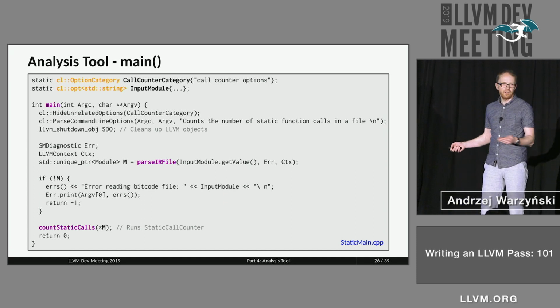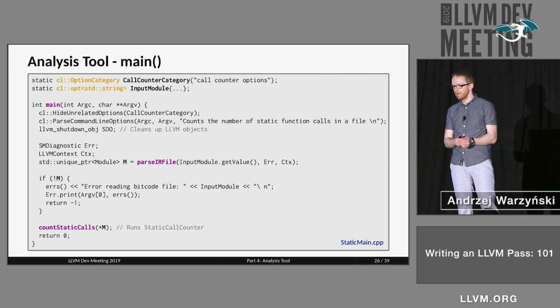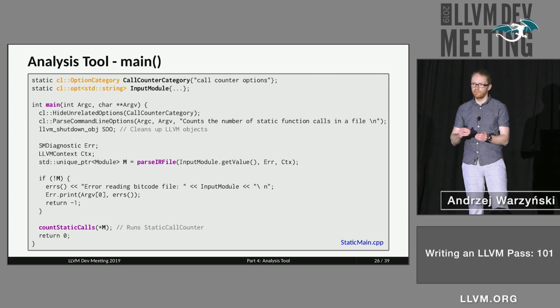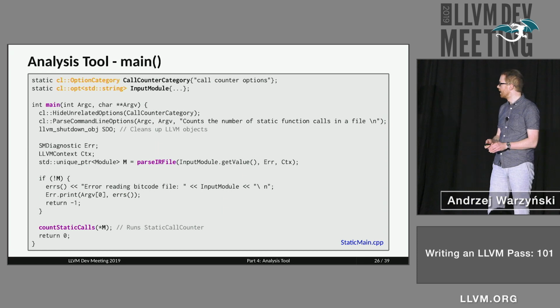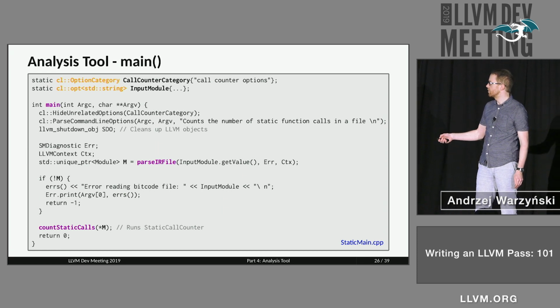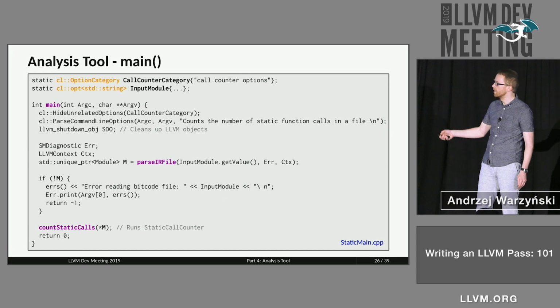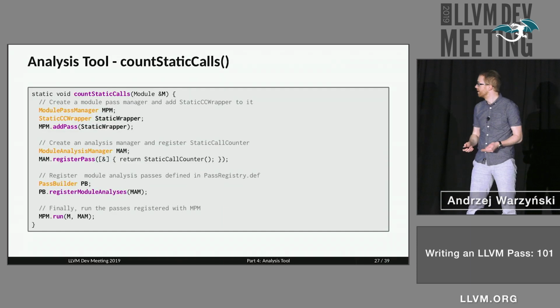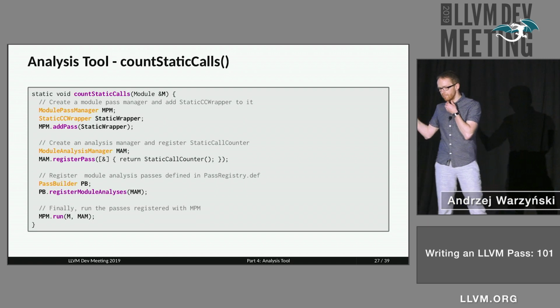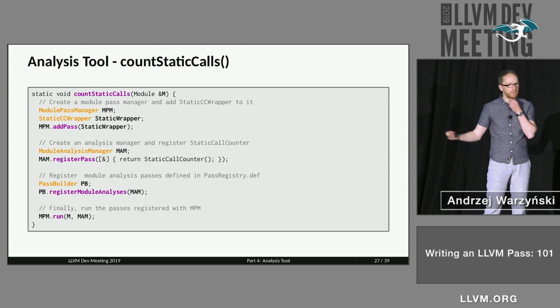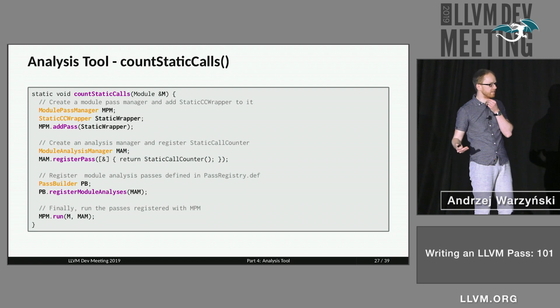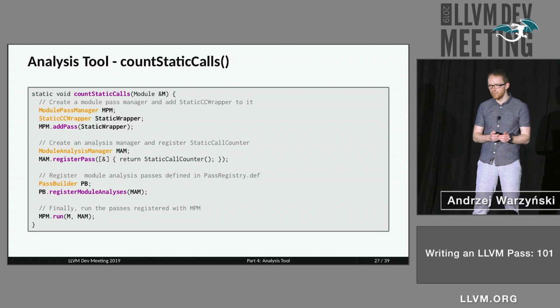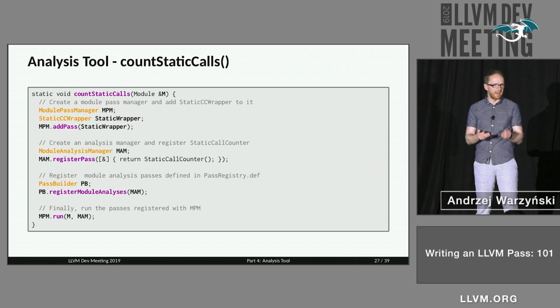Otherwise, a few other things like, I don't know, LLVM shutdown object, which takes care of cleaning the memory, because we'll be pulling things from LLVM, and we want to make sure that we don't leak anything. But otherwise, it's just making sure that M, the module, was correctly read. And we go to count static calls, which is the interesting method that does the heavy lifting for us. So this one is interesting because we have to do all the things that originally opt did for us behind the scenes. Now we have to do it ourselves. And it's interesting because it helps you to understand how things work and how they're connected.